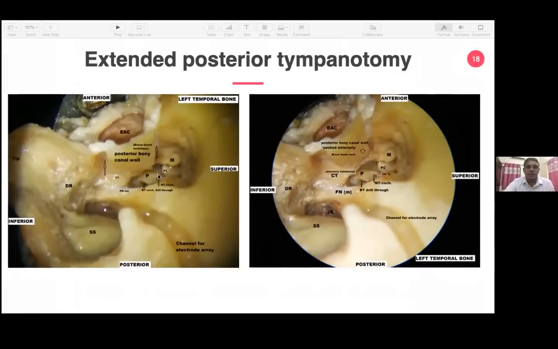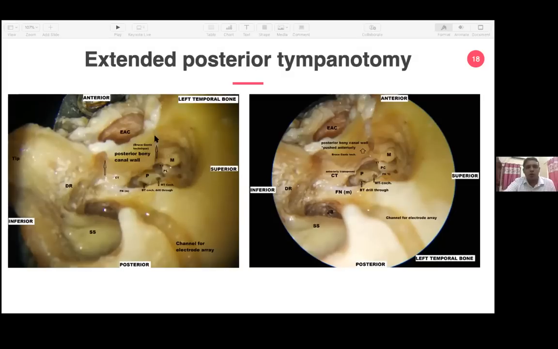The extension anteriorly can be done by something called Bruce Gantz's technique, which was popularized by Craig Brackmann. This is also called Brackmann's technique, where the extension of the posterior tympanotomy is made anteriorly by giving a vertical cut here and here. So after you extend the posterior tympanotomy superiorly and inferiorly, you give a vertical cut in the superior portion and the inferior portion of the bony posterior canal wall.